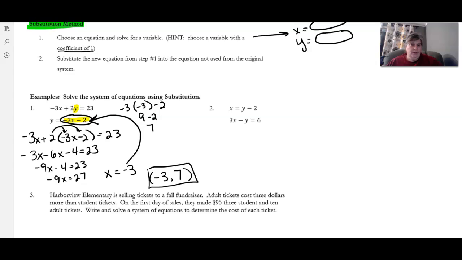Okay, let's look at number 2. So again, you want to circle something that's an x equals or a y equals. And look, this one's an x equals, so I'm going to circle this. And I'm going to take that and I'm going to plug it in here.